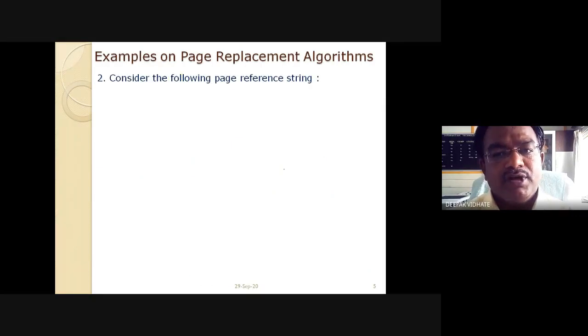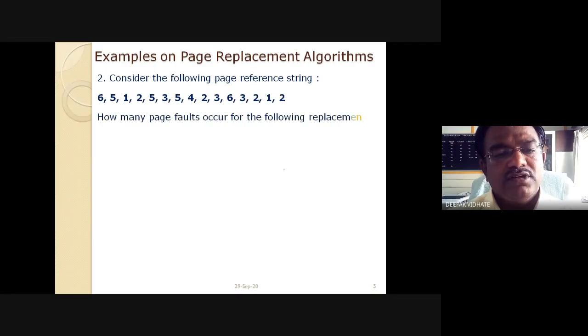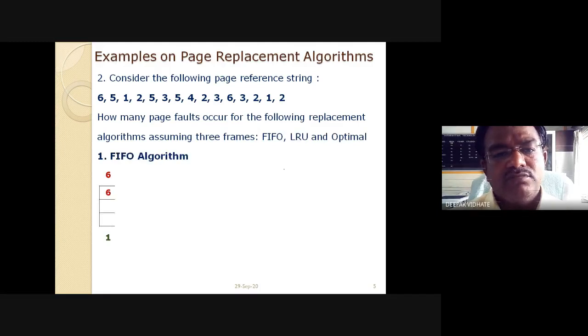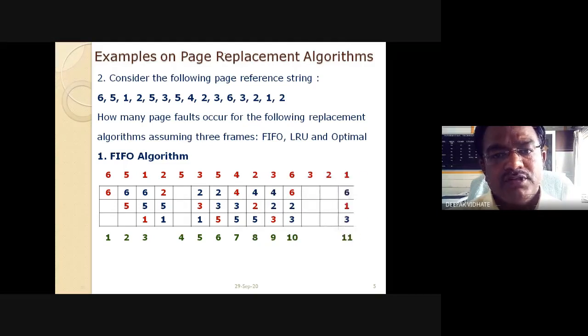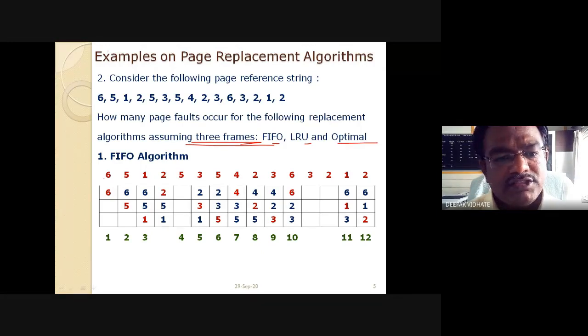Consider the next example. The reference string 6, 5, 1, 2, 5, 3, 5, 4, 2, 3, 6, 3, 2, 1, 2. How many page faults occur for the following replacement algorithms, assuming 3 frames? Again, you have to consider 3 page frames. So FIFO, LRU, and optimal. I think it is self-explanatory.